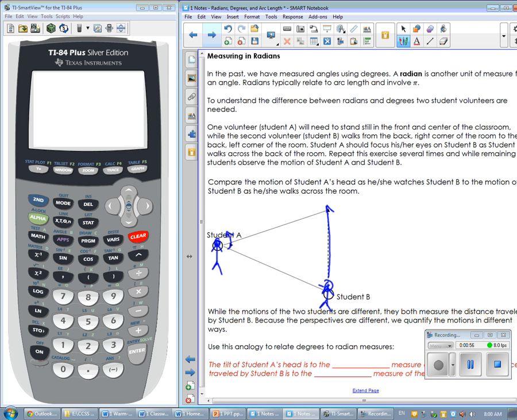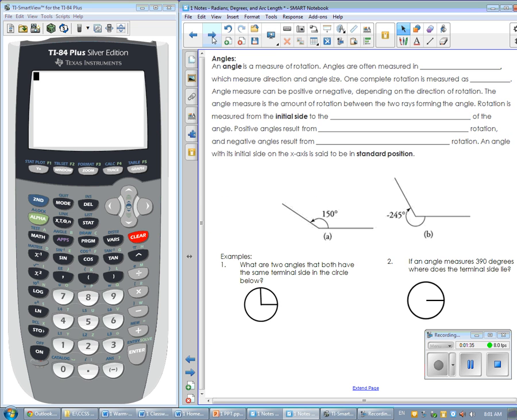So what I tried to relate was the tilt of my head would correspond to how we would measure the degrees of an angle, and the distance that the student traveled is how we would measure radians. And so we're both measuring the same distance, we're just doing it from two different perspectives. Any angle can be measured in degrees or radians. Radians I know you're not as familiar with because in geometry you dealt with degrees, but radians correspond to the circumference of a circle. Every circle basically has 2 pi radians in it if we look at the entire distance around. So what does that mean?